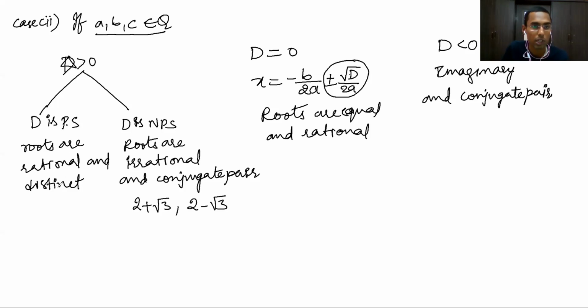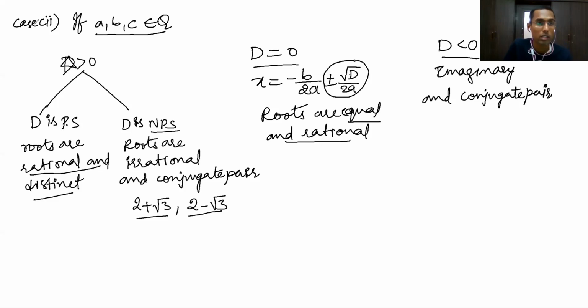If it is a perfect square, actually there's no problem: rational and distinct. If d equal to 0, then the roots are rational and equal. If it is not a perfect square, then irrational and a conjugate pair. If d is less than 0, that means under the root is a negative number, then the roots become imaginary and conjugate. Okay, hope you understand this one. This one is easy. Now we are going to go to the next case.